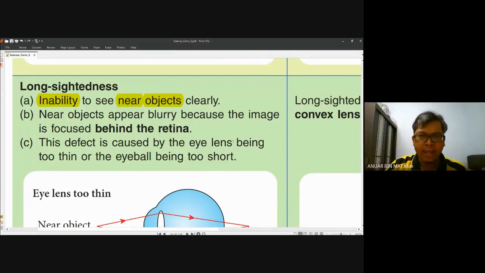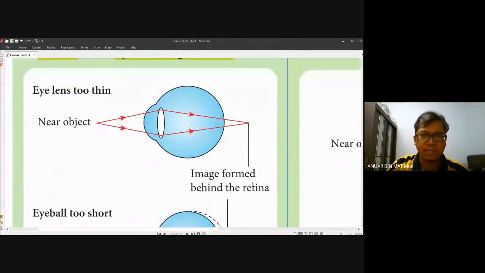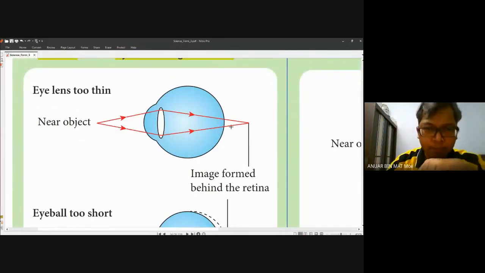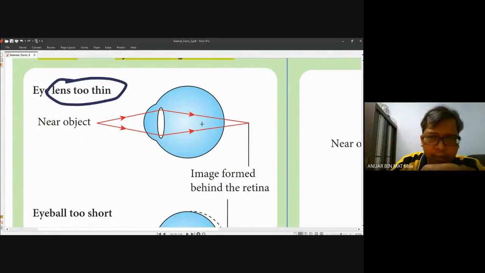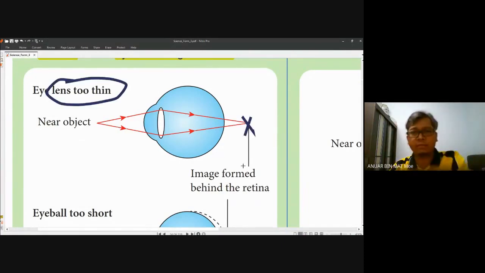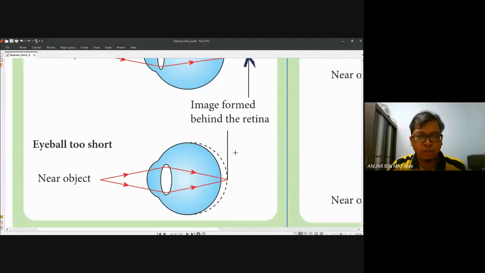Why? Because the image focuses behind the retina. It is caused by the eye lens being too thin or the eyeball being too short. Nampak beza di sini? Can you see the difference between long-sightedness and short-sightedness? With the eye lens too thin, or the eyeball too short, the image forms outside of the retina, here. This cannot be.